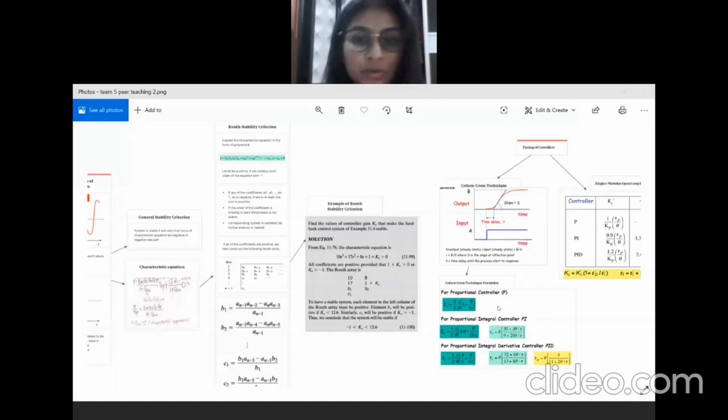In the Cohen-Coon technique, the formula differs for each controller. For the proportional controller, the controller gain can be calculated by 1 over K times tau over time delay times 1 plus time delay over 3 tau.